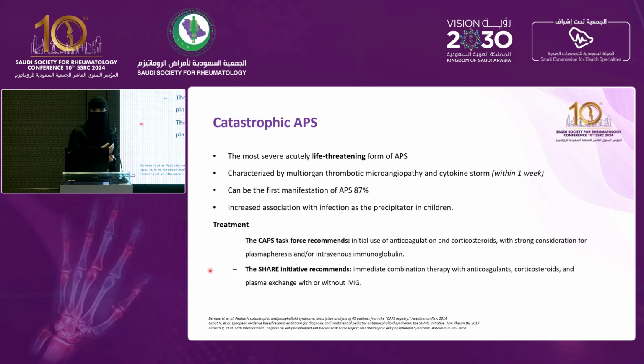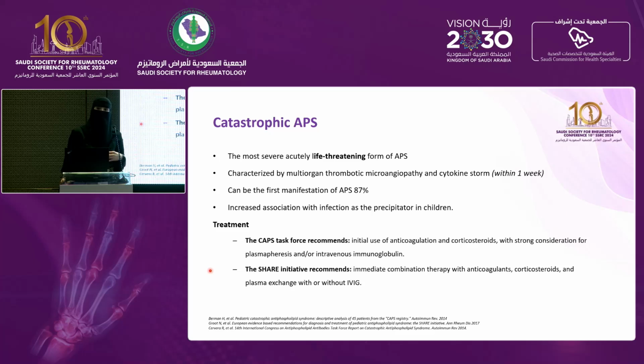So we always have to keep infection in mind if we have a patient with autoimmune disease who develops catastrophic antiphospholipid syndrome. The treatment of this disease in all the literature and recommendations, including the CAPS task force and the SHARE initiative, is to start combined treatment for those patients with a steroid and anticoagulation treatment, either warfarin, low-molecular-weight heparin, or unfractionated heparin, in addition to plasmapheresis plus or minus IVIG.